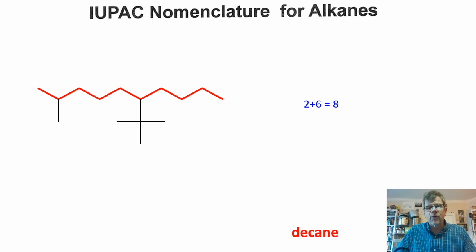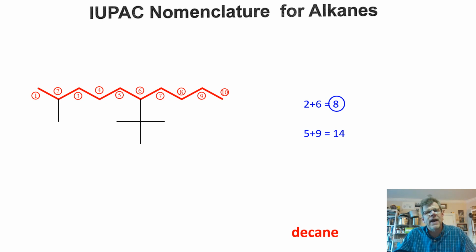So let's go from the other side. From our right-hand side, we would notice that we would have substituents at the 5 and the 9 carbon. In this case, 5 plus 9 is 14. Which way do we start from? From which direction? Well, the one that gives the lower sum in this case. So we would number from left to right in this case.